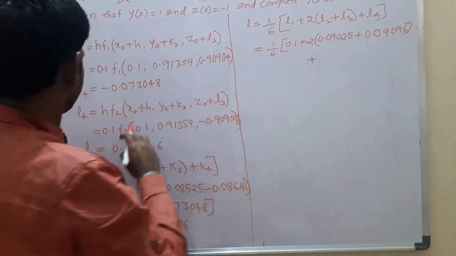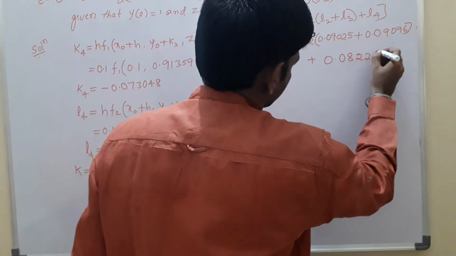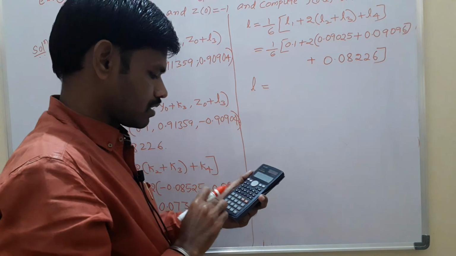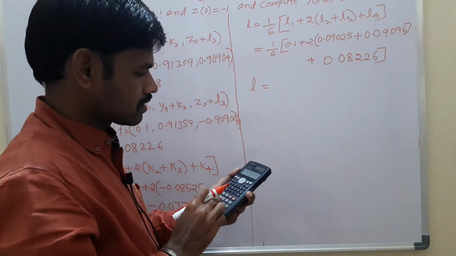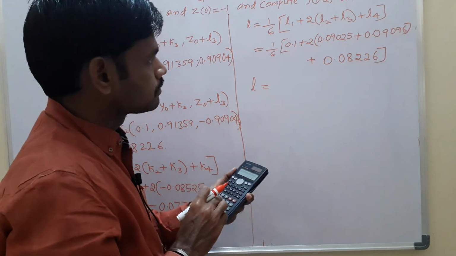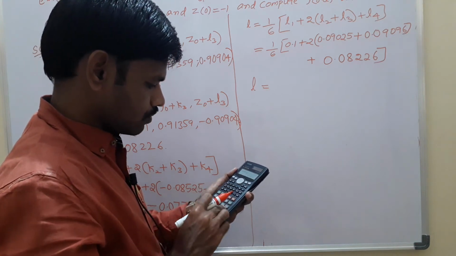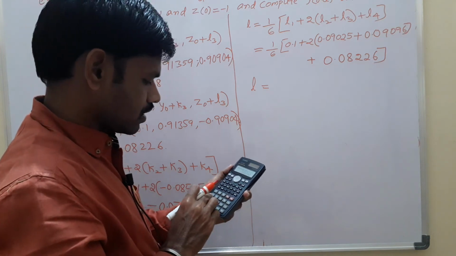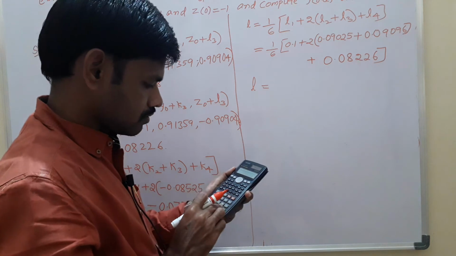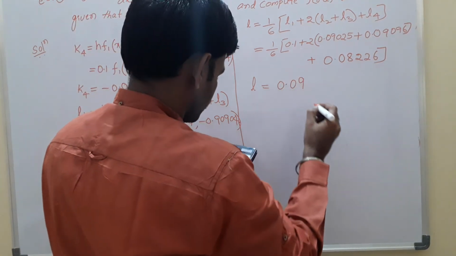Plus L4 is this one, 0.08226, and simplifying we get, add these two first, 0.09025 plus 0.09096 into 2 plus 0.08226 plus 0.1 divided by 6. We get L equal to 0.09078.